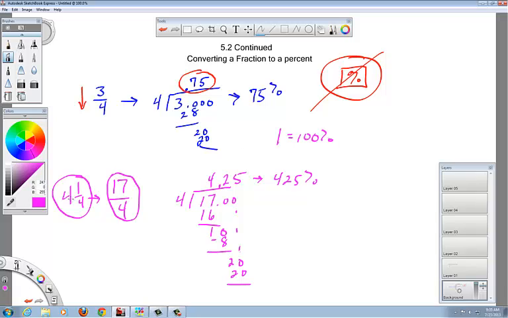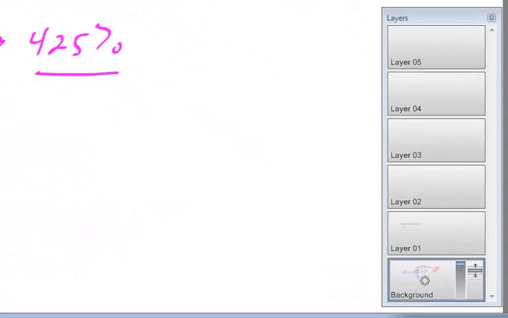So 4 equals at least 400%. And 4 1/4 is 425%. So you can always think about, 1/4 is 0.25 or 25%. And 4 is 400. So this is just 400 plus 25%, which is 425%. Hopefully that made sense. All right.